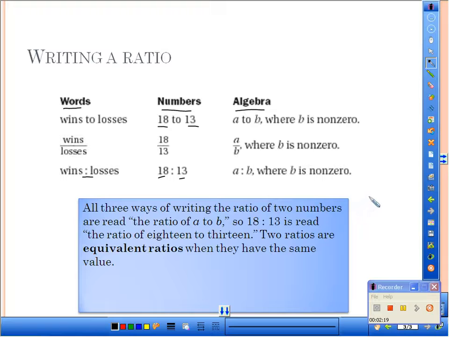All three ways of writing the ratio of two numbers are read the ratio of A to B. So we would say 18 to 13. Two ratios are equivalent ratios when they have the same value.